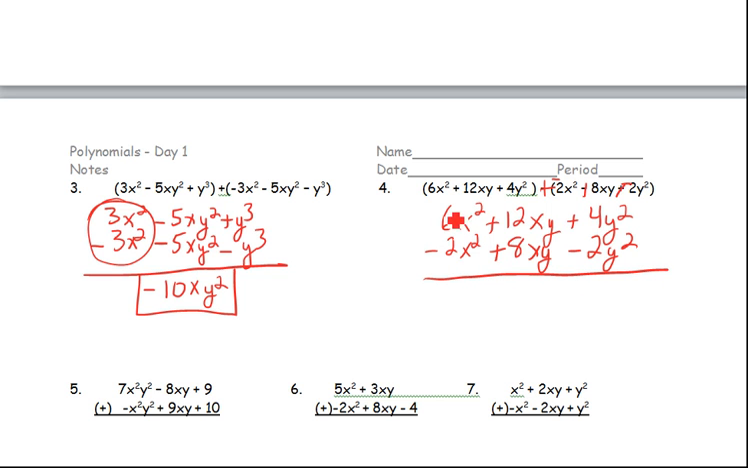Now I can go up and down. 6 minus 2 gives me 4x squared. 12 plus 8 is 20xy. And 4 minus 2 gives me still a positive 2y squared.